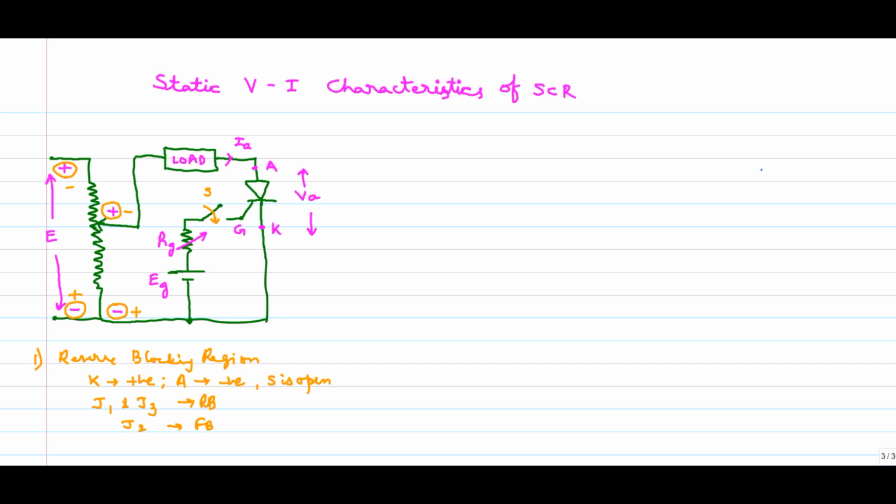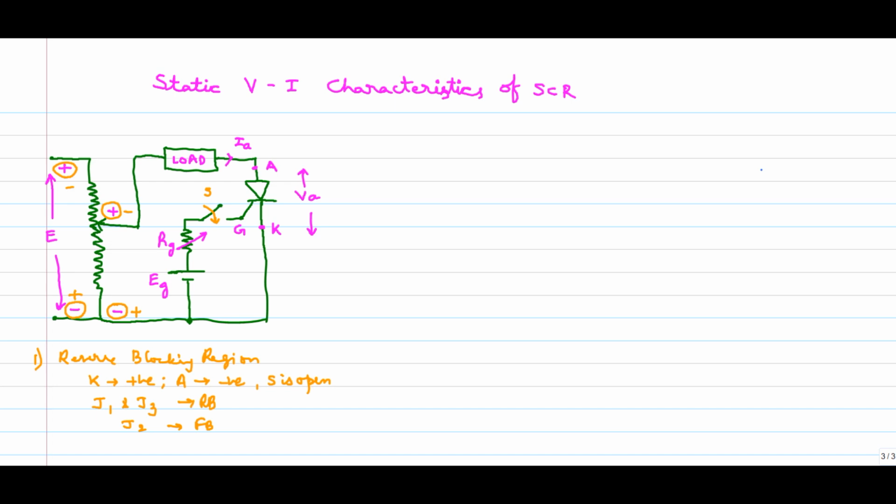So in this region, it is just like a diode only. Now J1 and J3 are in reverse bias, J2 is in forward bias. Therefore a small leakage current flows through it because it has reverse biased junctions. If we increase the reverse voltage, there is a critical breakdown voltage VBR, which is an avalanche voltage for both J1 and J3. So it increases the current sharply.